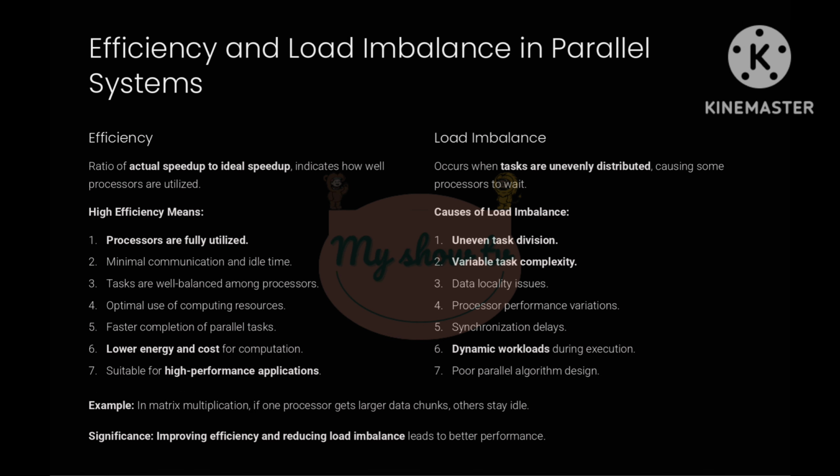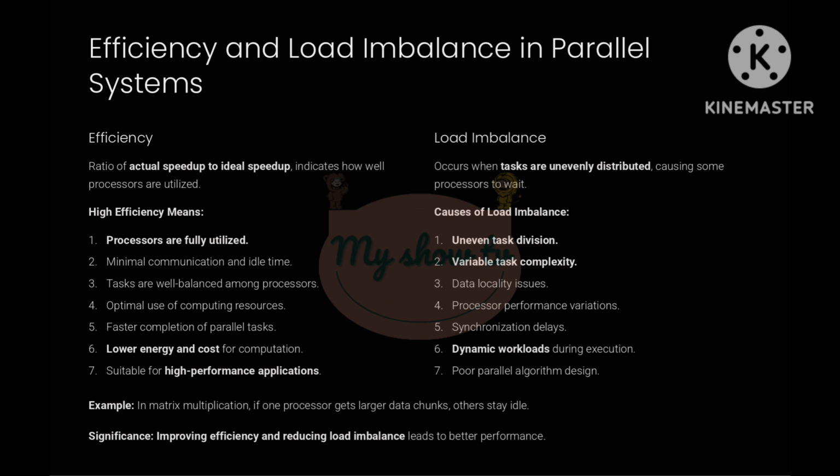Slide 5. Efficiency and load imbalance in parallel systems. Let's now focus on efficiency and load imbalance, two key issues in parallel systems. Efficiency measures how well we are utilizing the processors. If all processors are busy doing useful work without much waiting, we have high efficiency. High efficiency means faster task completion, better use of hardware, and lower energy costs. High efficiency happens when tasks are well divided, and communication delays are minimized.